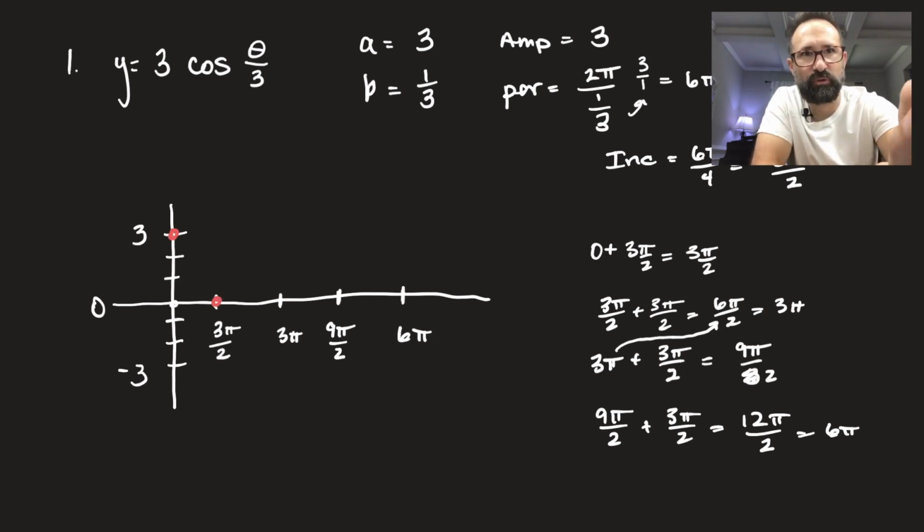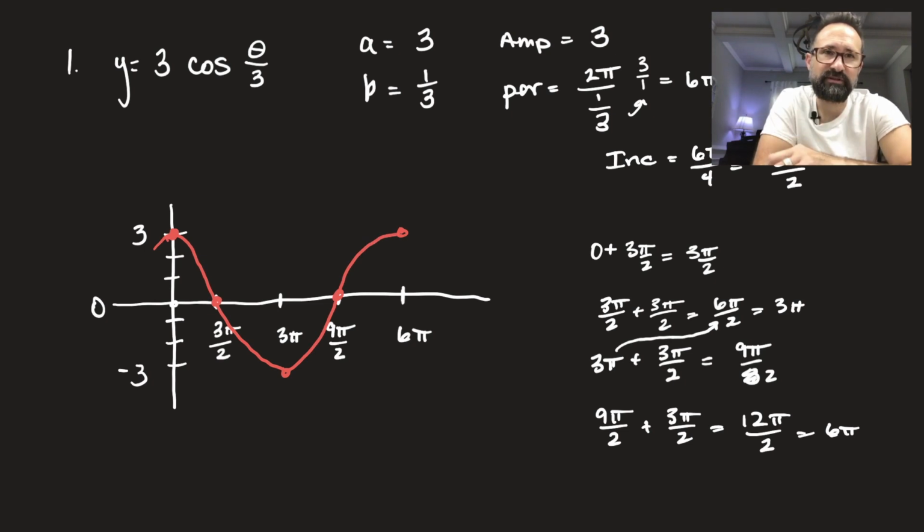Now, let's graph our points. We're graphing cosine. Top comes down to the bottom halfway through, and it comes back up. Then I'm just going to create my curve like that. And that's how we would graph a cosine function that looks like this.